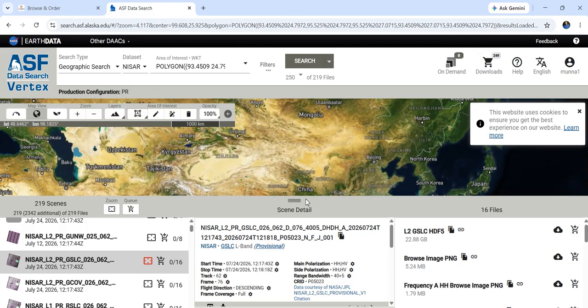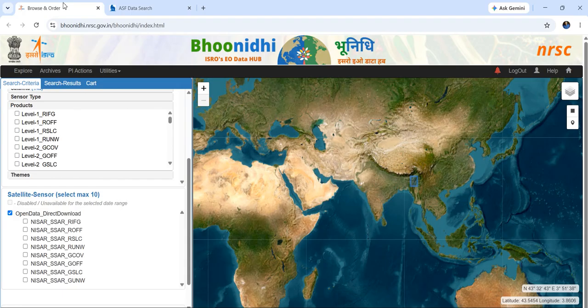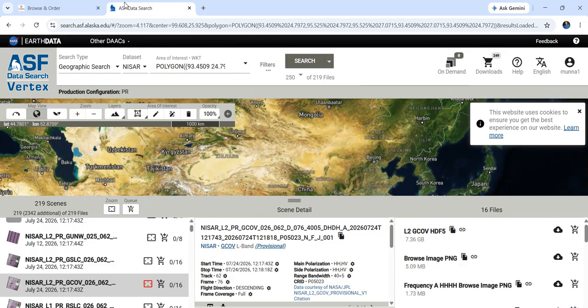And then we are going for the next product, GCOV. So if you see here, you have the GCOV here. GCOV means geocoded covariance. The difference is, unlike the RSLC, which emphasizes the phase preservation, the GCOV emphasizes the calibrated radar scattering behavior.